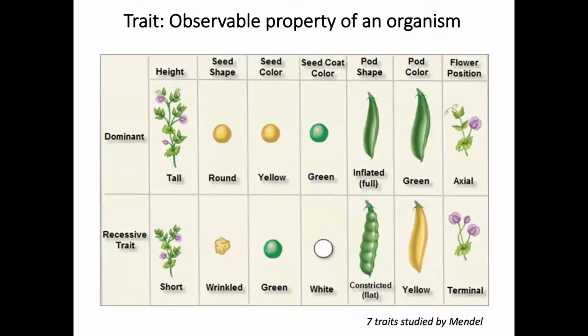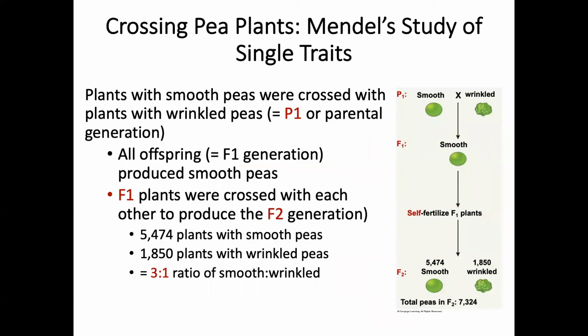Mendel studied the inheritance of 7 different features in peas, including height, seed color, seed shape, and flower position. To do so, he first established pea lines with 2 different forms of a feature, such as tall versus short height, or round versus wrinkled seeds. This diagram shows one of Mendel's crosses.